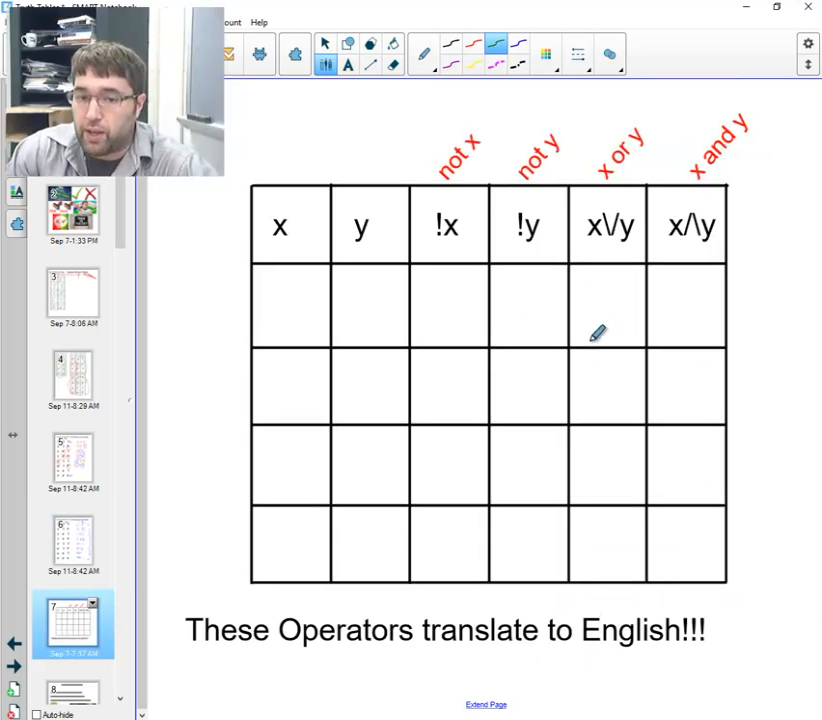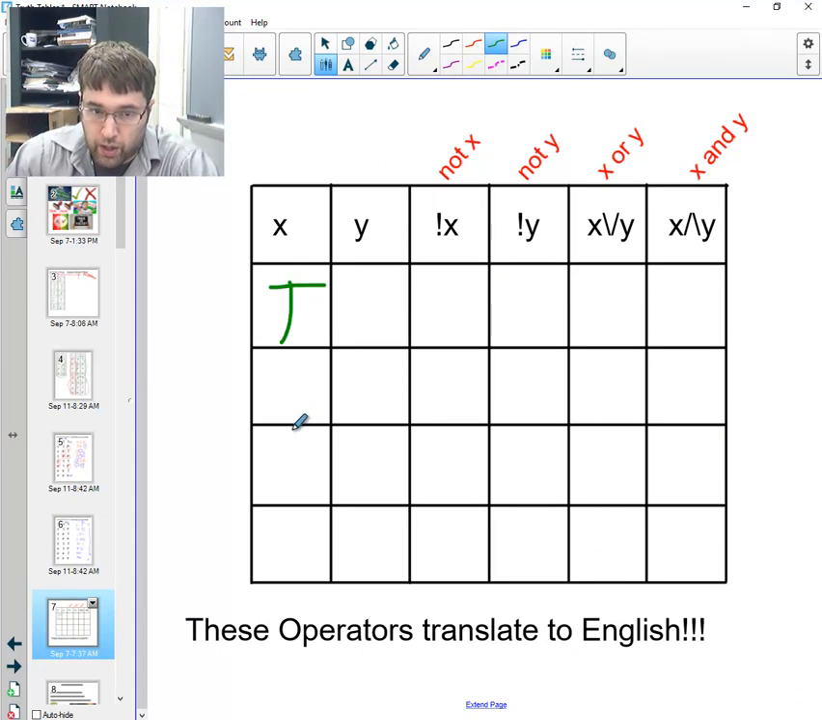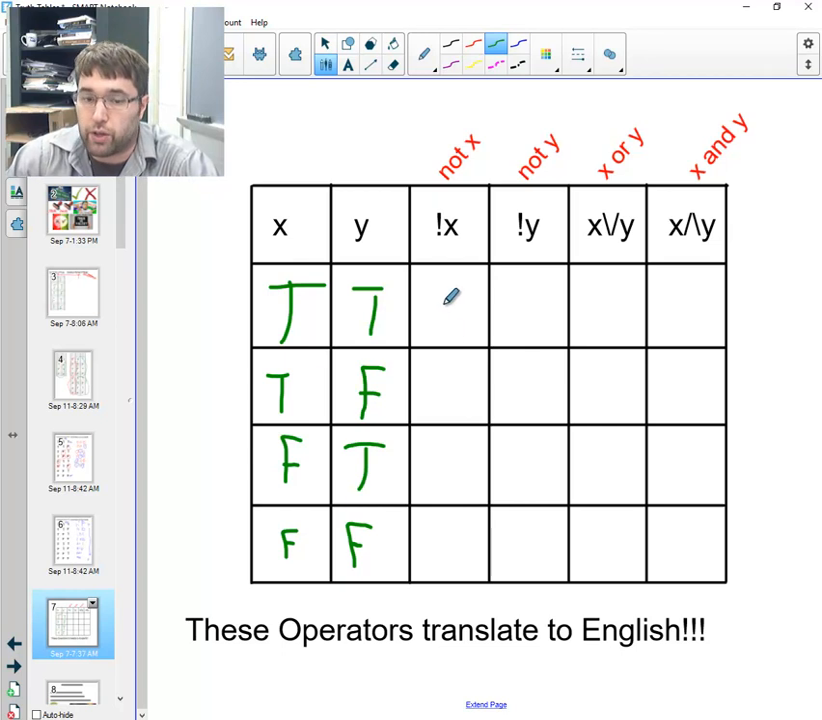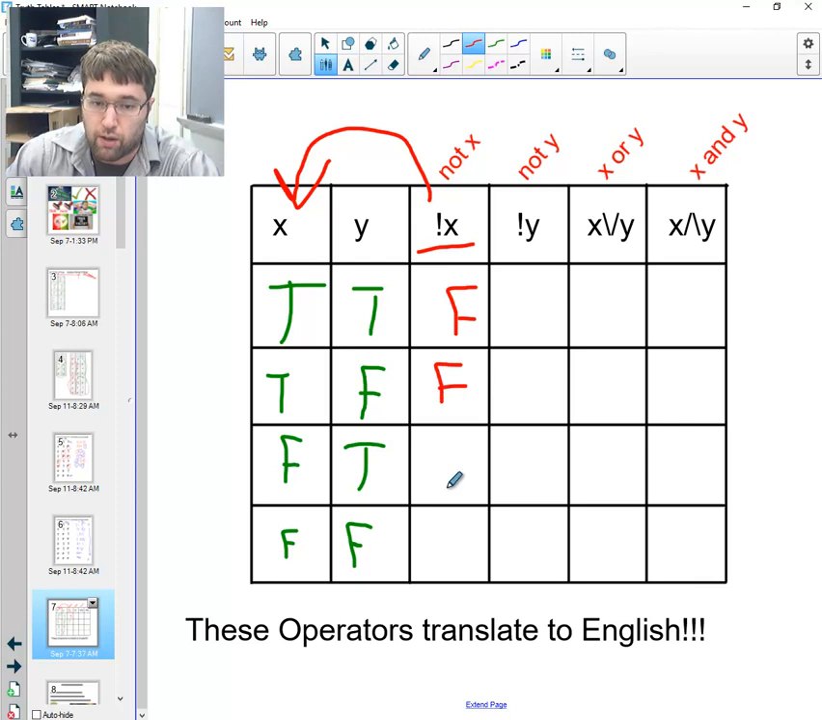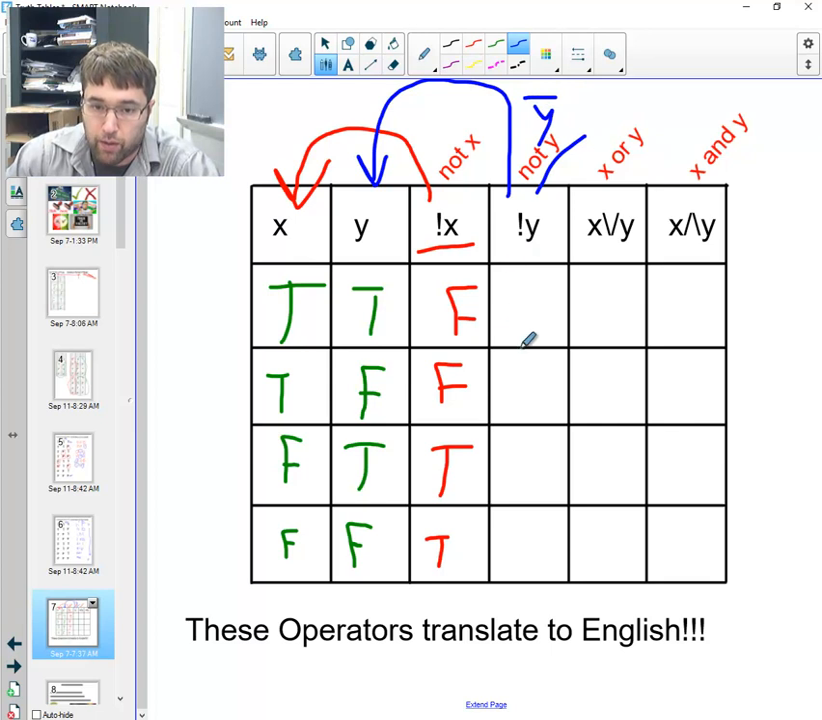Okay, so now what we're going to do is do a basic layout. Again, we're setting up with true, true, false, false. True, false, true, false, which you learn in geometry, so this is actually going to be in your math class before you graduate. So you're not just learning this for this class. If we're looking at not x, we look at x and invert the answer, which true becomes false, true becomes false, false becomes true, false becomes true. If we're looking at not y, which is exclamation mark y, which is also over here, which is also line above y, it's false, true, false, true.